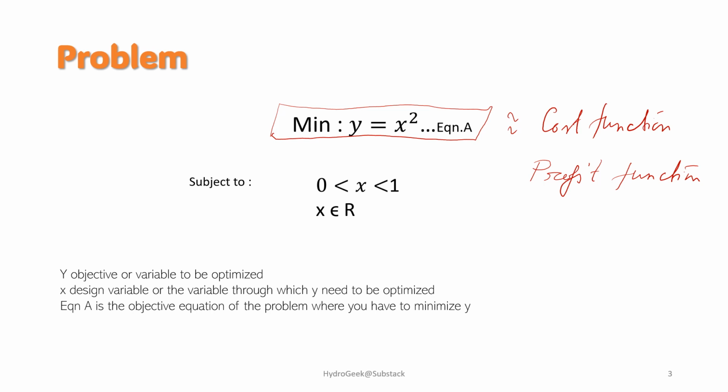And the target-based optimization problem is known as the target function. So presently we will consider this objective equation to be the cost function, as our goal is to minimize this equation, y is equal to x squared. And we have assigned this equation A, and the constraint is like this: x can be varied between 0 to 1, but it cannot take the value of 0 to 1. And x will always take real numbered values, no imaginary values are permitted.